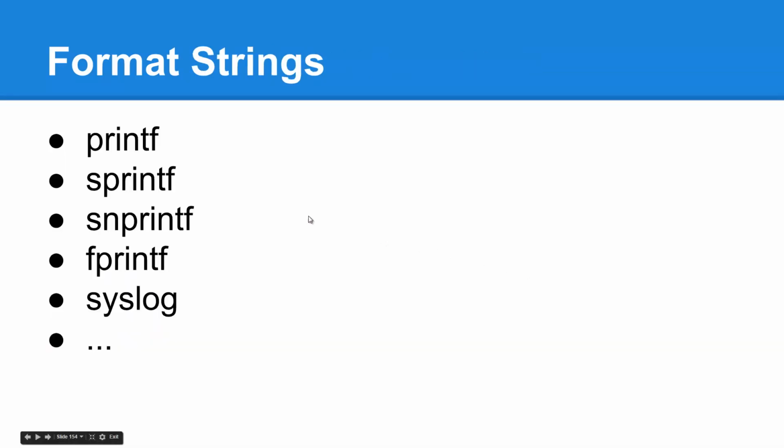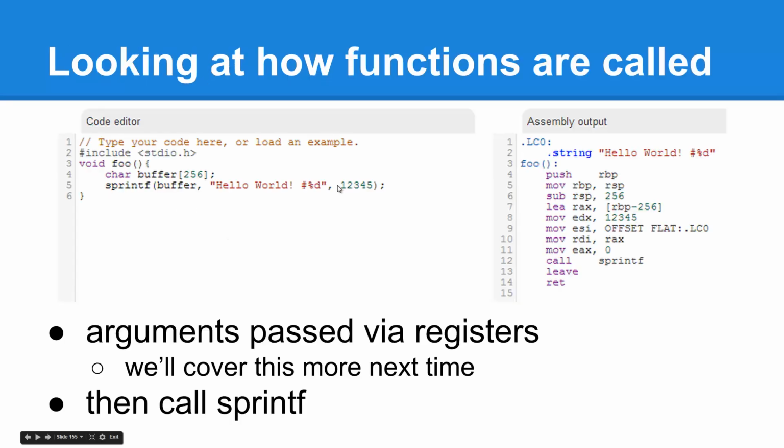So the following are a subset of the functions that take in format strings and produce output to standard out or whatever the output is. There's printf, there's sprintf, snprintf. Not all of these are vulnerable. snprintf is a good case of that, as long as you use them right.